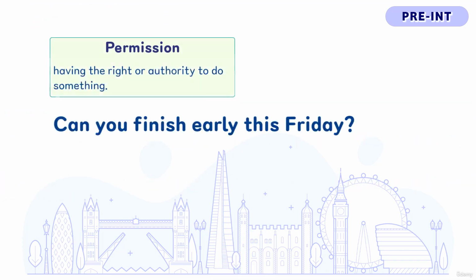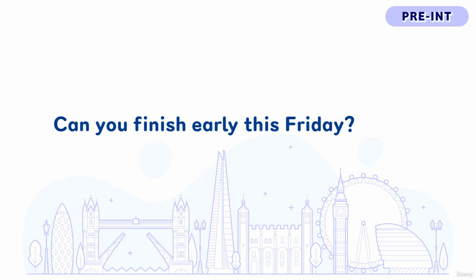Now, permission means having the right or authority to do something. So if you ask your teacher whether you can go to the toilet or not, and the teacher says yes, then you have the permission to go to the toilet. Now, to ask someone if they have the permission to do something, we can use the modal verb can and ask a question like this. Can you finish early this Friday?